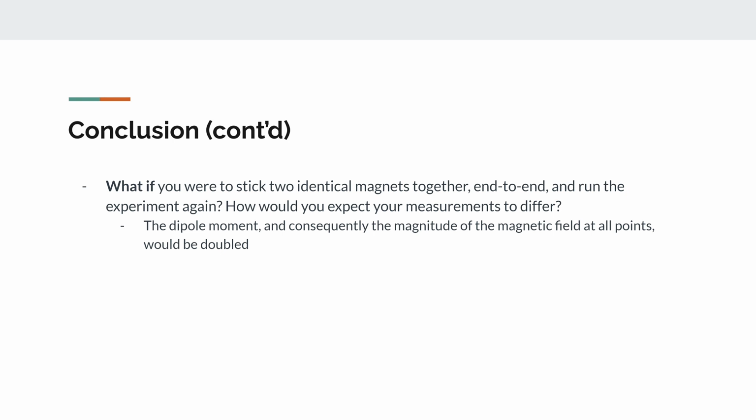If you were to stick two identical magnets together, the dipole moment would be doubled, and the magnitude of the magnetic field at all points would also be doubled as a consequence of this.